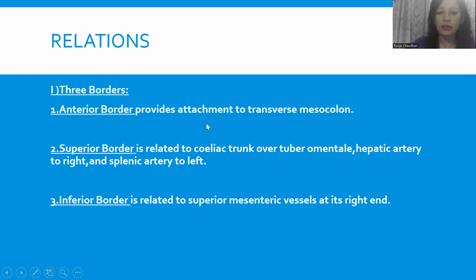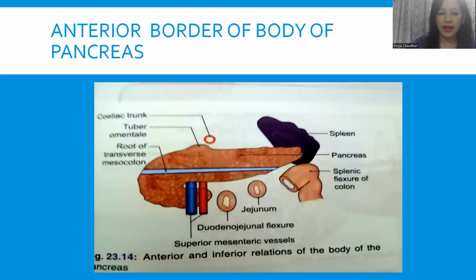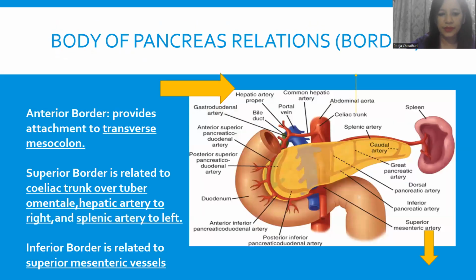Now, coming to the relations, it has three borders. The anterior border provides attachment to the transverse mesocolon, and the superior border is related to the celiac trunk, over the tuber omentale, the hepatic artery to the right and the splenic artery to the left. The inferior border is related to the superior mesenteric vessels at its right end.